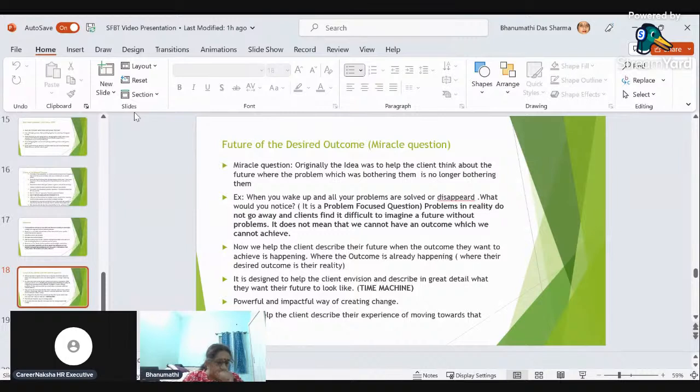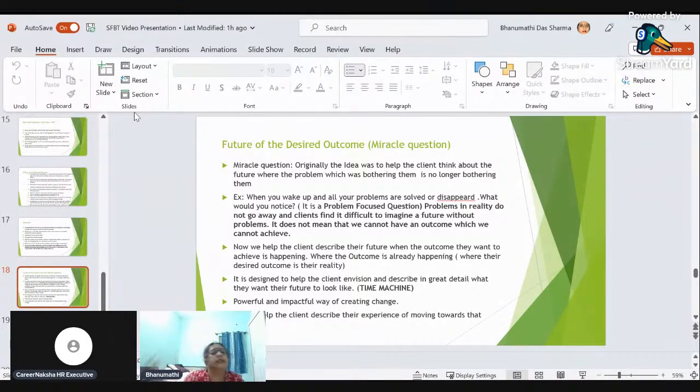Question sample. You can tell the client, suppose you wake up tomorrow morning and you find that your desired outcome is already present, it's a reality. Then you have to use specific language. What is the first thing you will notice?